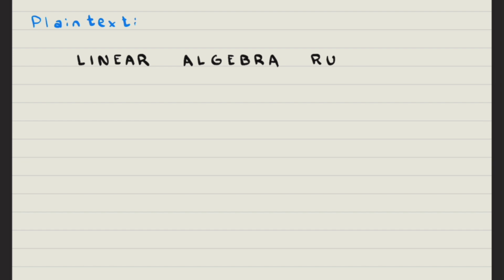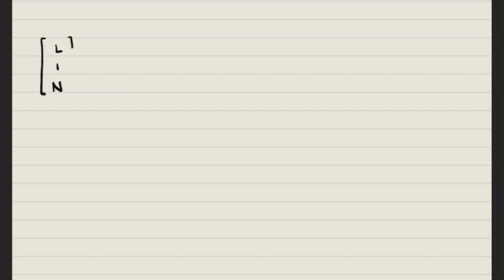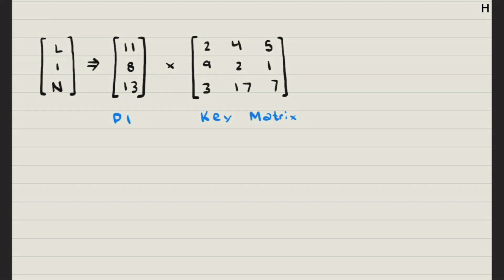The plaintext phrase we're trying to encrypt is linear algebra rules. We're going to convert this into numbers, which will then look like this. Again, we're encrypting the message 3 letters at a time. So we start with the first 3 letters of our phrase, which is LIN. This corresponds to 11, 8, and 13. This will be our first plaintext matrix, which we'll call P1. We then multiply P1 by the key matrix, which will give us our first encrypted matrix, E1.